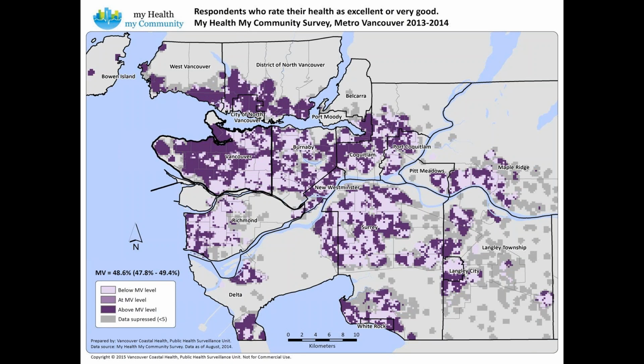So it does give health authorities and nonprofits an opportunity to say, hey, maybe what's going on in these lower, lighter purple areas, with the lower health status. So how do we tease out what's going on there?